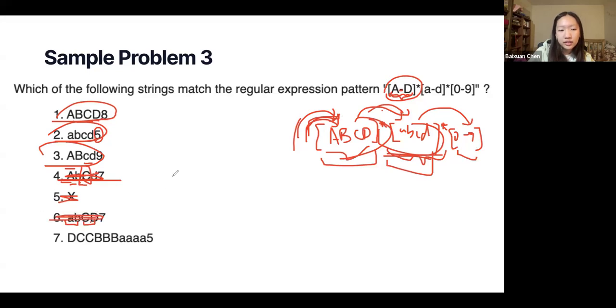And then the last one, we have all of these uppercase letters that will be put into the first part of the expression. So that works. And then we have all of these lowercase letters that are in the second part of the expression, which work. And we have a digit. So number 7 works. So are there any questions about this problem?